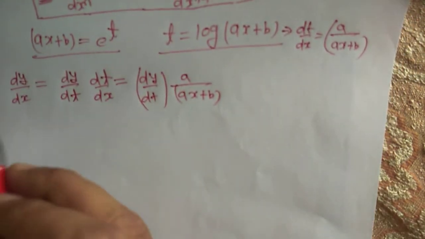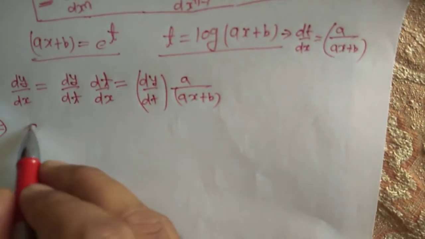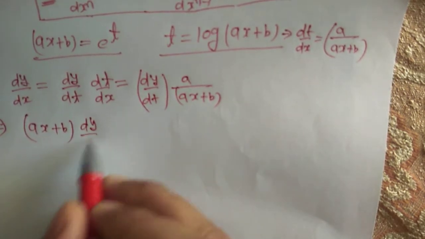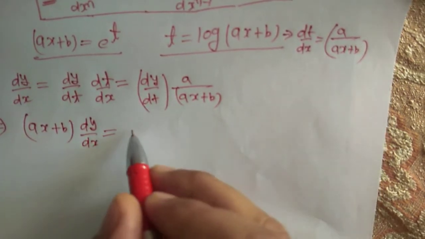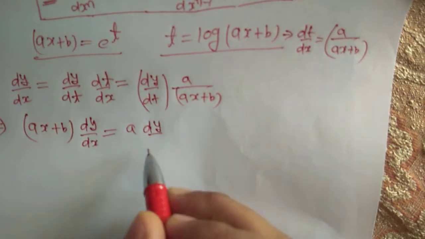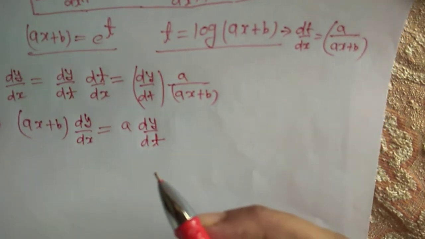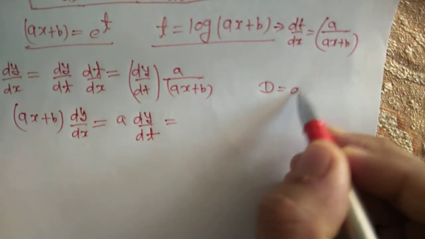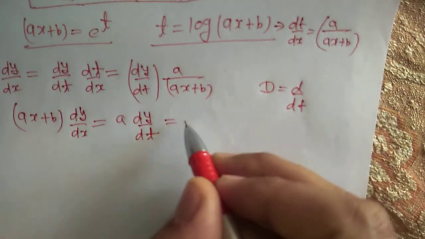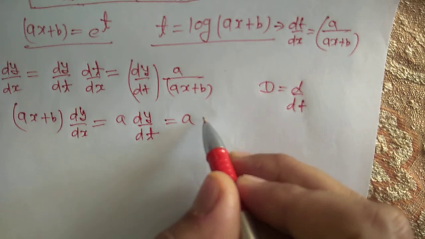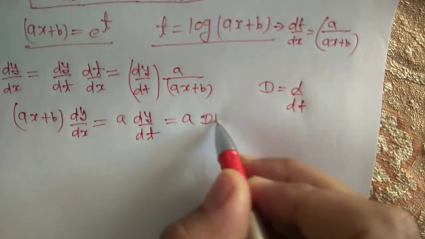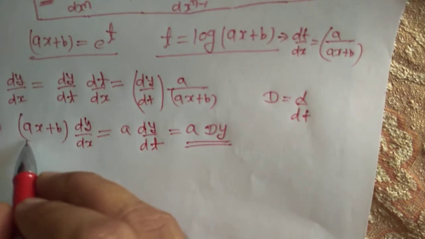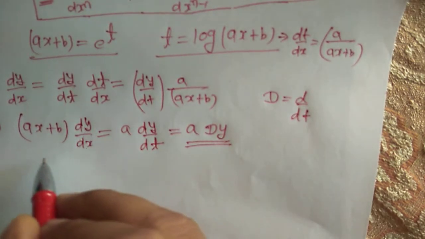So if you simplify, ax plus b times dy by dx equal to a into dy by dt. If capital D equal to d by dt, this will be a into Dy. So this is your ax plus b dy by dx.